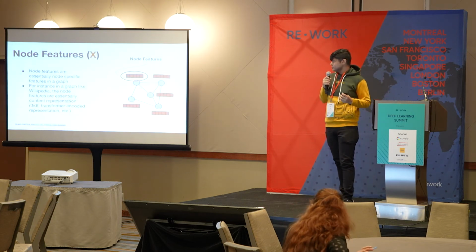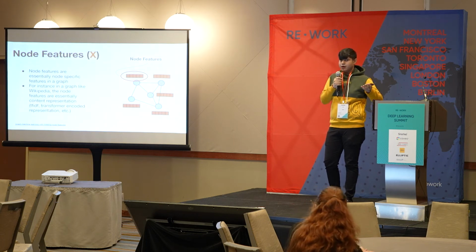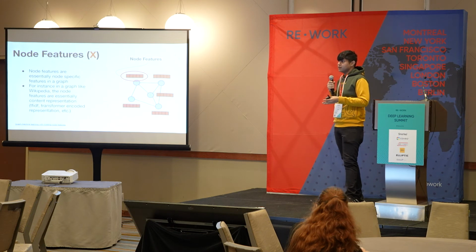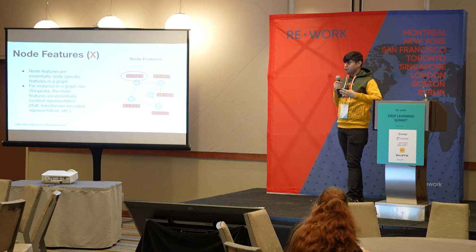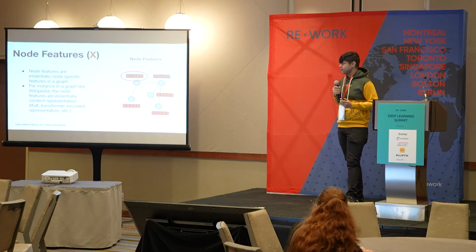And the third part is just the node features. These are essentially the node features that you would have attached to the nodes in the graph. For instance, if your graph is a Wikipedia graph and you're trying to predict the topic of an article, an example of node features would be looking at the content of that article and then embedding it using some method. It can be TF-IDF, a transformer, or whatever your favorite methodology is.